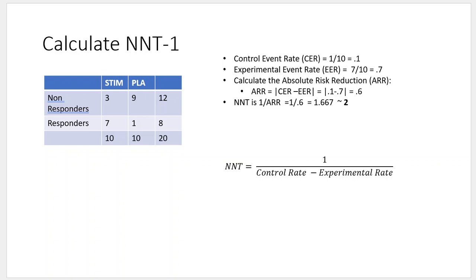So 1 over 0.6, 1.667. So we generally round up or round down the NNT. So we get, from this ADHD study, the stimulant has an NNT of 2, meaning we only have to expose 2 people to the stimulant in order to say that at least one of them has responded.